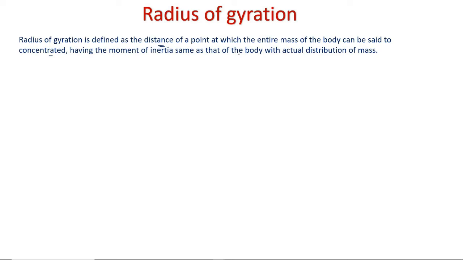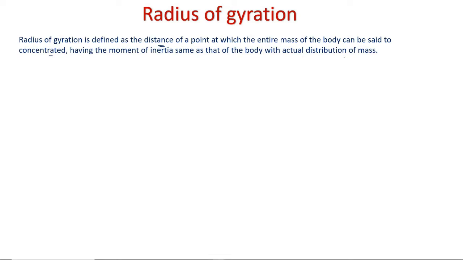That is, the point is having same moment of inertia about that axis. That moment of inertia is same as the moment of inertia of the body. The idea is the point's moment of inertia is same as the body's moment of inertia. Accordingly, the distance should be considered, having the moment of inertia same as that of the body with actual distribution of mass.